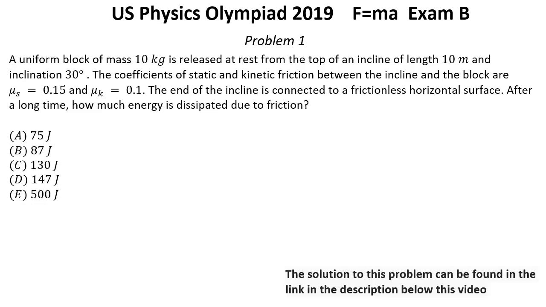US Physics Olympiad, year 2019, first round, F equal MA, exam B. This year the exam was split into two flows, exam A and exam B, and the students could participate in either of them. For the exam there were, as usual, 24 problems, and 75 minutes were given for this number of problems.